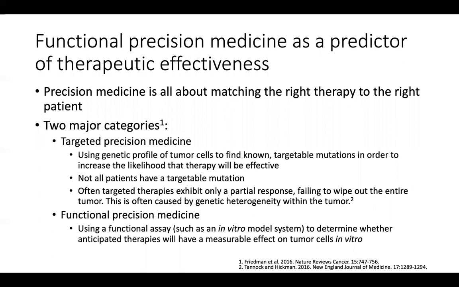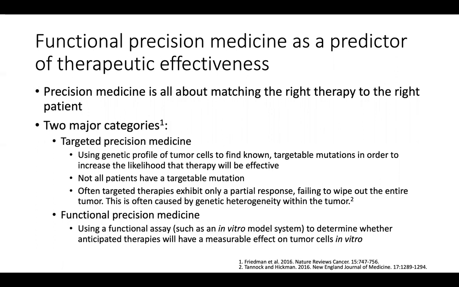However, there are two major drawbacks. The first is that not all patients have a targetable mutation, making it impossible for this approach to even help them at all. The second is that often targeted therapies exhibit only a partial response, failing to wipe out the entire tumor, which can often cause the tumor to grow back even more aggressively than before. This is often caused by genetic heterogeneity within the tumor, which is difficult to identify when you're doing genetic profiles, and it arises from the fact that not all cells in the tumor are exactly the same.